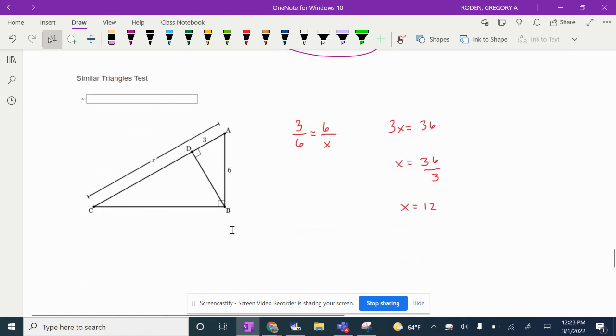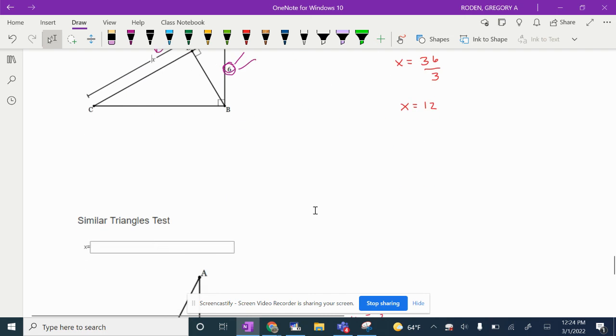All right, what's this one? We want to find x. So what did we do here? We did 3, little side over little hypotenuse, equals hypotenuse over big side over big hypotenuse. So 3 over 6 equals 6 over x. And then I just cross multiplied and got 3x equals 36, divided and got x equals 12 on that one.